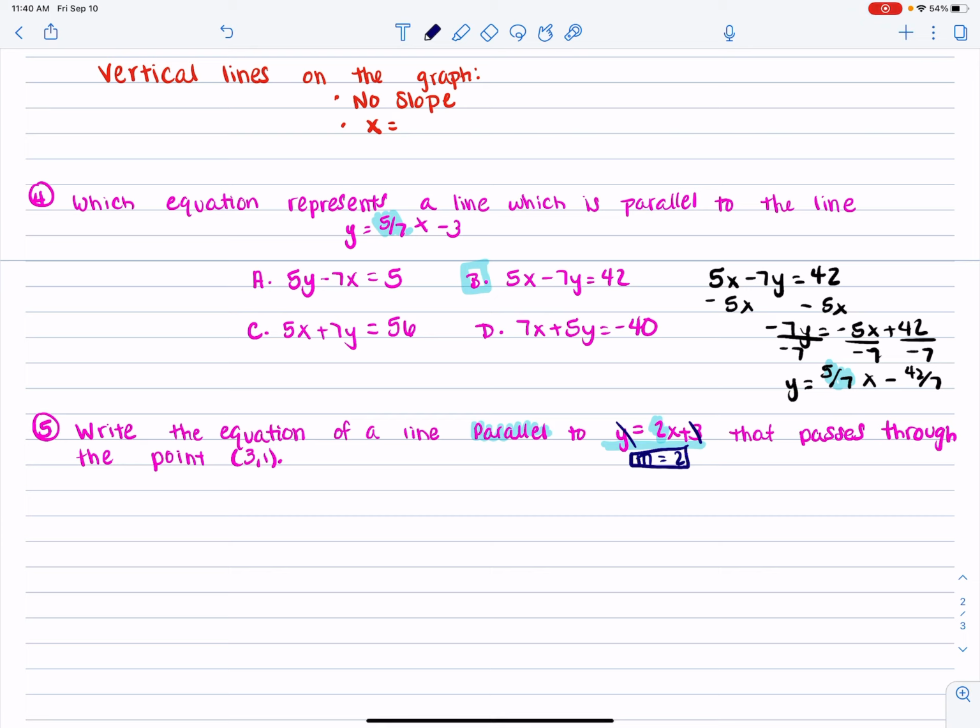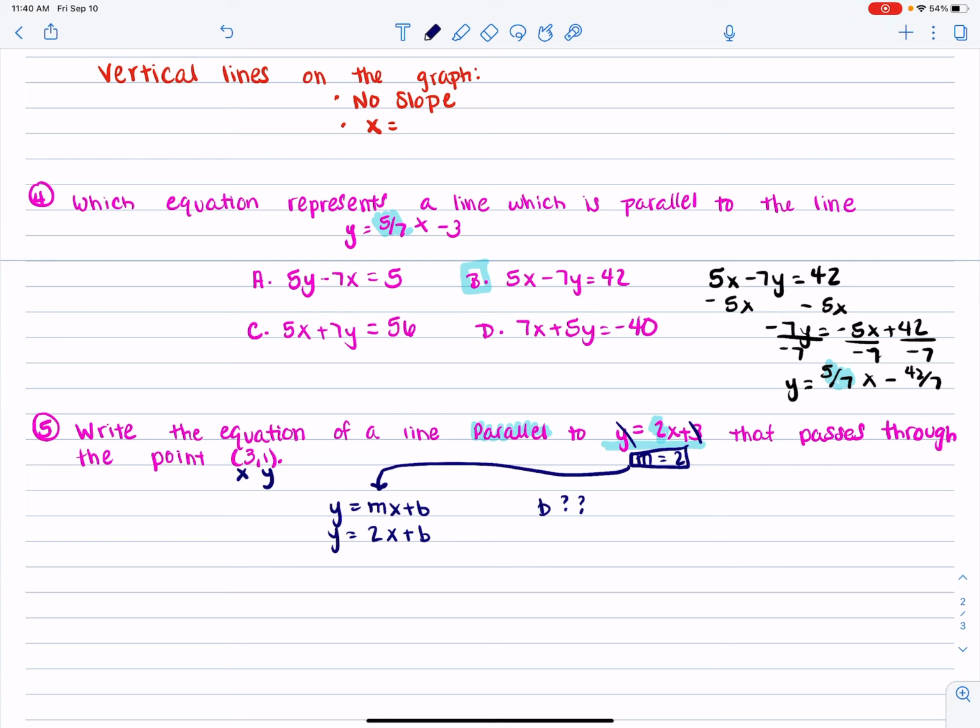So if I write the equation of the new line, I know I'm looking for y equals mx plus b. And I know that m, the slope, is 2. So I know y equals 2x plus b. But what I don't know is b. So I need to find b. And in order to find b, we're going to use this x, y point that we were given in our question, and we're going to plug those in to their appropriate places.